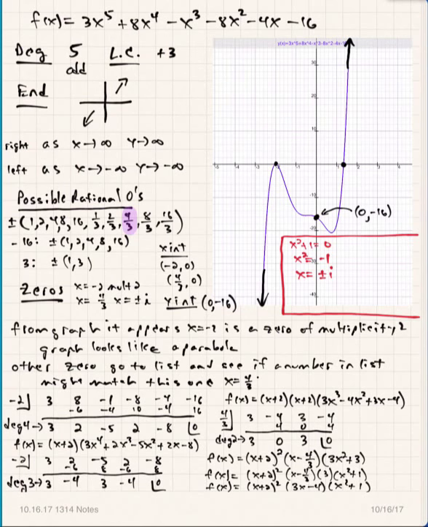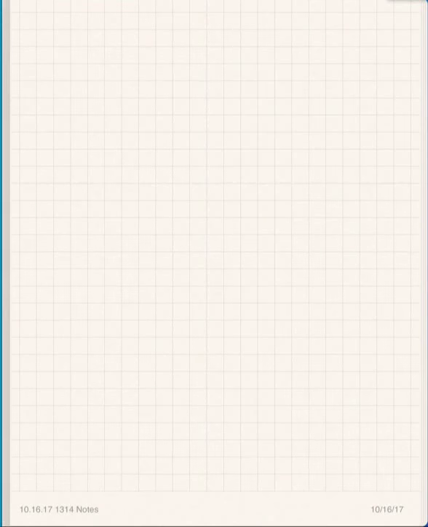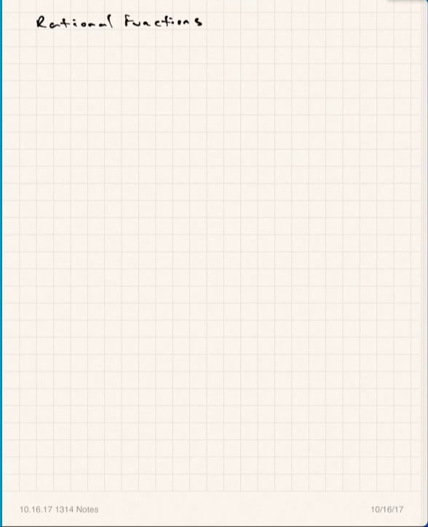Okay. Then, so that's our last polynomial function in lecture. And so now we are ready to move on to rational functions. Rational functions in your textbook is in section 5.6 of your textbook.